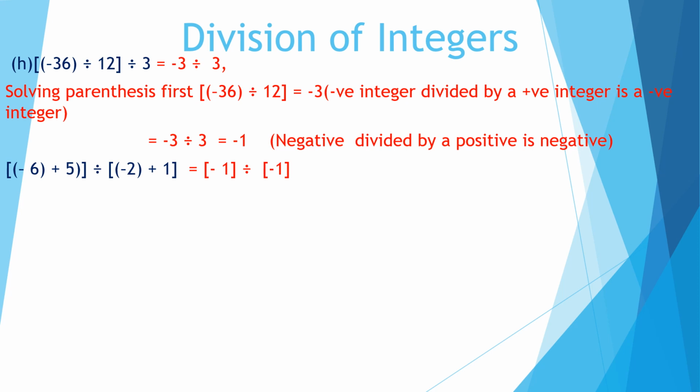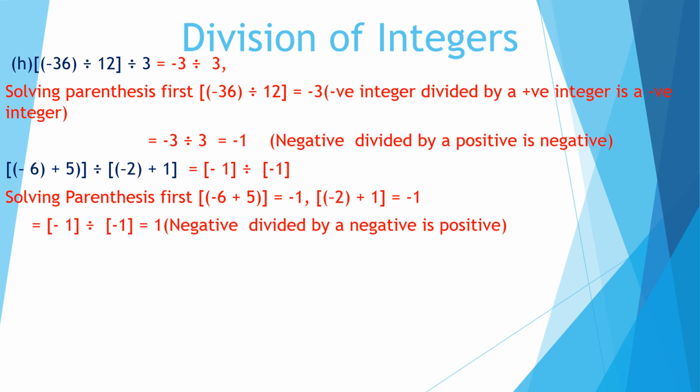Minus 6 plus 5 within parentheses divided by minus 2 plus 1 within parentheses. So we first evaluate the parentheses. Minus 6 plus 5 is equal to minus 1. Minus 2 plus 1 is equal to minus 1. So minus 1 divided by minus 1. Negative divided by a negative is a positive integer.